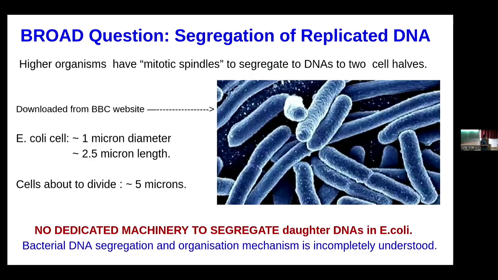But for bacteria, like E. coli, they don't have a dedicated machinery to segregate the DNA. They don't have a mitotic spindle. So the question was, how do they segregate? Once the mother DNA is replicated, how will they segregate to two halves along the long axis?